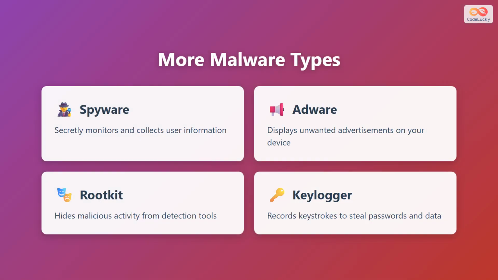Beyond the basic types, there are more specialized forms of malware. Spyware secretly monitors and collects information about your activities without your knowledge. Adware displays unwanted advertisements on your device, often slowing it down and disrupting your experience. Rootkits are particularly dangerous because they hide malicious activity from detection tools, making them very difficult to identify and remove. Keyloggers record every keystroke you make, allowing attackers to steal passwords, credit card numbers, and other sensitive data.